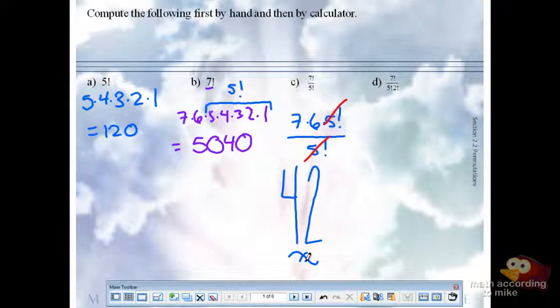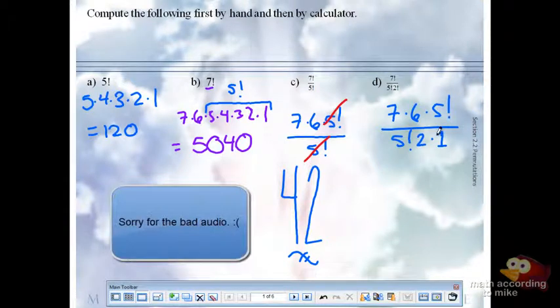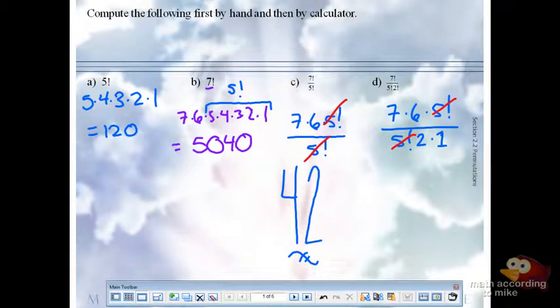Good. And then even better, in part D, again, the numerator could be 7 times 6 times 5 factorial. Downstairs, we have 5 factorial times 2 factorial, which is just 2 times 1. We'll notice again, the 5 factorials will cancel. Upstairs, you get 42, as discussed from part C. Downstairs, you get 2, so 42 over 2 is 21.